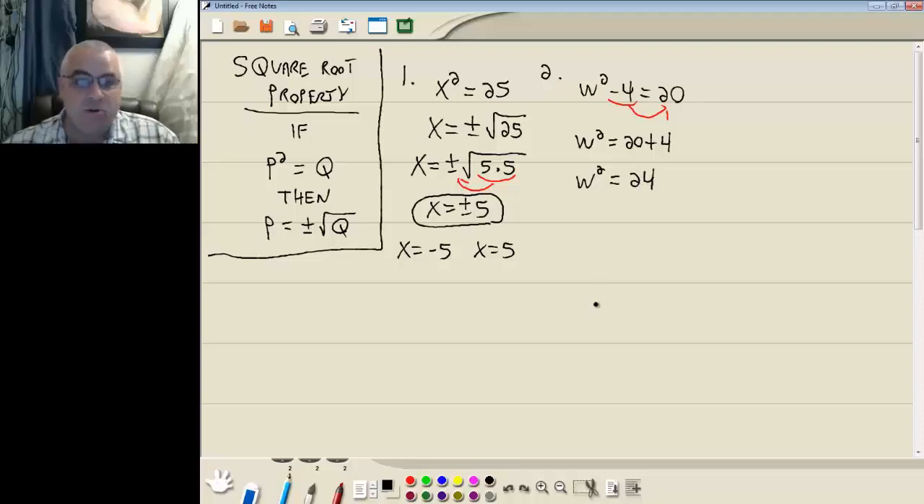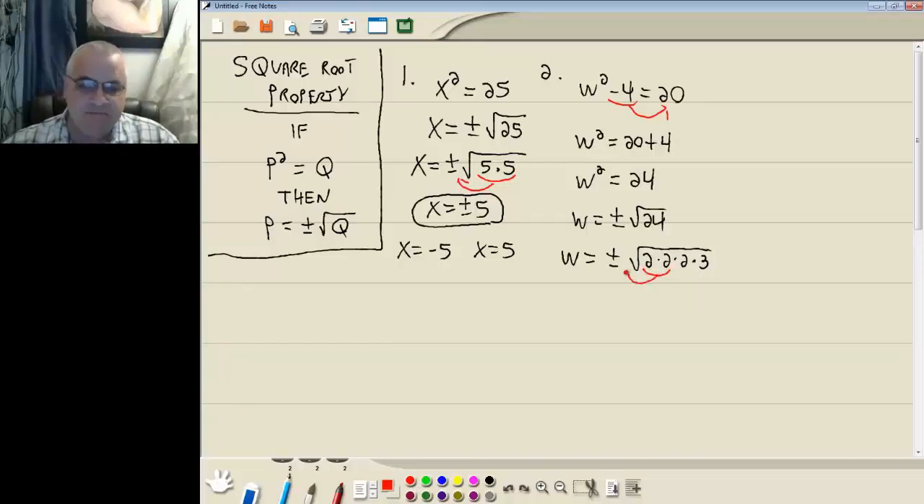Now the entire left side is squared, so that's all our square root property says. You've got something squared equal to something else. So we drop our square, and we put a plus or minus square root around the other side. Always you should simplify your radicals. 24 is 2 times 2 times 2 times 3. Remember, with the square root, we're looking for pairs of something. Here's a pair of 2s, so this pair of 2s is going to come out in front as a single 2.